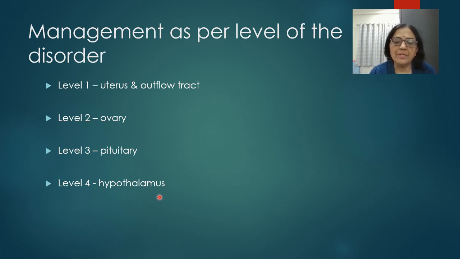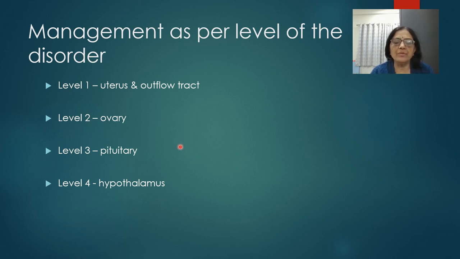there are many flow charts given while dealing with the case of primary amenorrhea, but I find that for students it is somewhat confusing to remember the flow charts and to write or even treat a patient as per the flowchart. So in that respect, I find that dividing the causes into four levels as well as approaching the patient, remembering that first we focus on uterus and outflow tract, then we shift to the disorders of ovary, and then last is pituitary and hypothalamus.